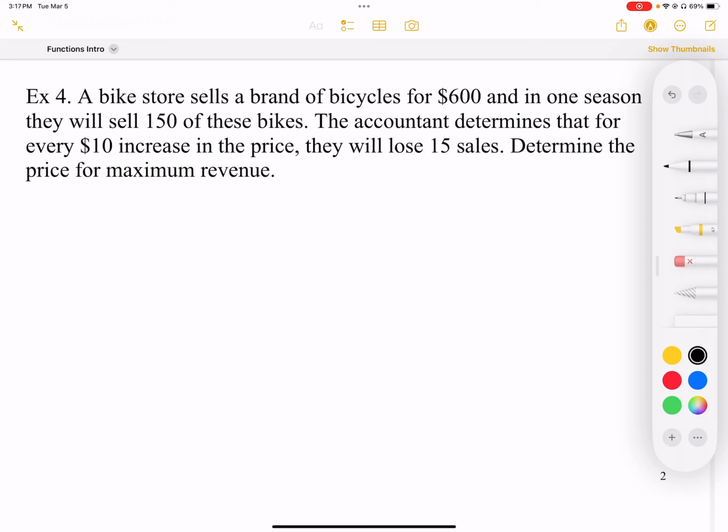And this problem says a bike store sells a brand of bicycles for $600, and in one season they will sell 150 of these bikes. Now, in analysis, an accountant determines that for every $10 increase in price, they will lose 15 bikes in sales. So determine the maximum price for revenue.